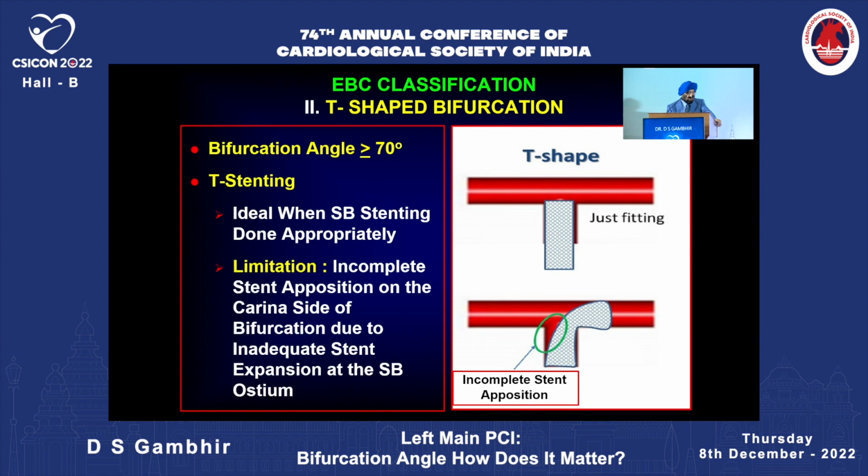In contrast to this, the second type is the T-shaped angle, where the bifurcation angle is more than 70 degrees. T-stenting is ideal when side branch stenting is done appropriately in these cases. However, there is a limitation of T-stenting in these cases because of incomplete stent apposition on the carina side of the bifurcation, as you can see here, due to inadequate stent expansion at the side branch ostium.